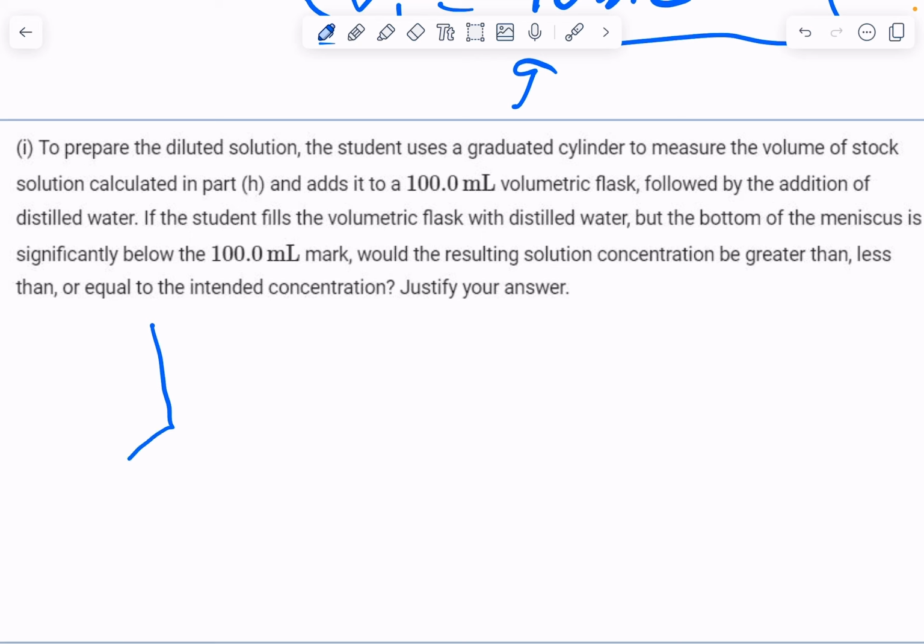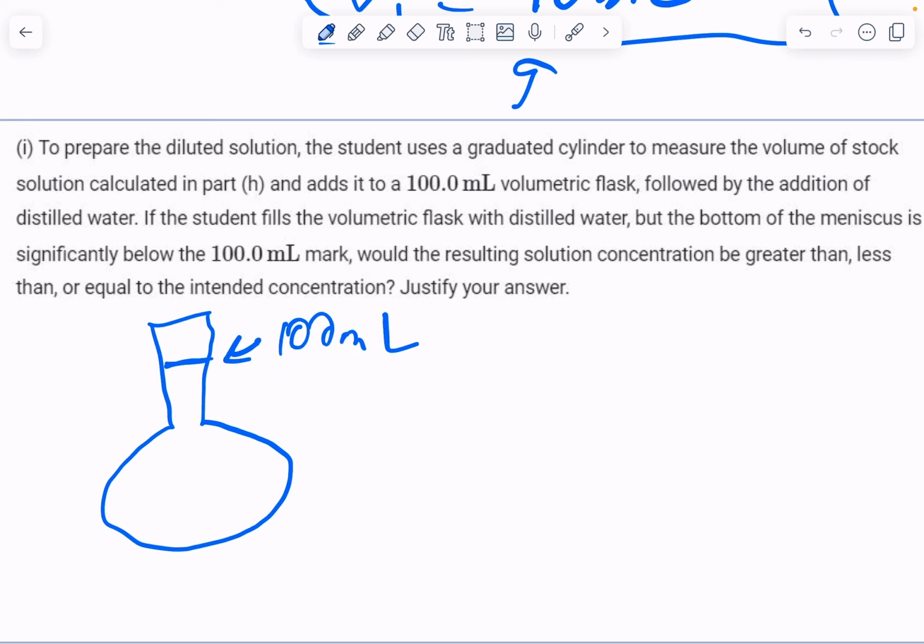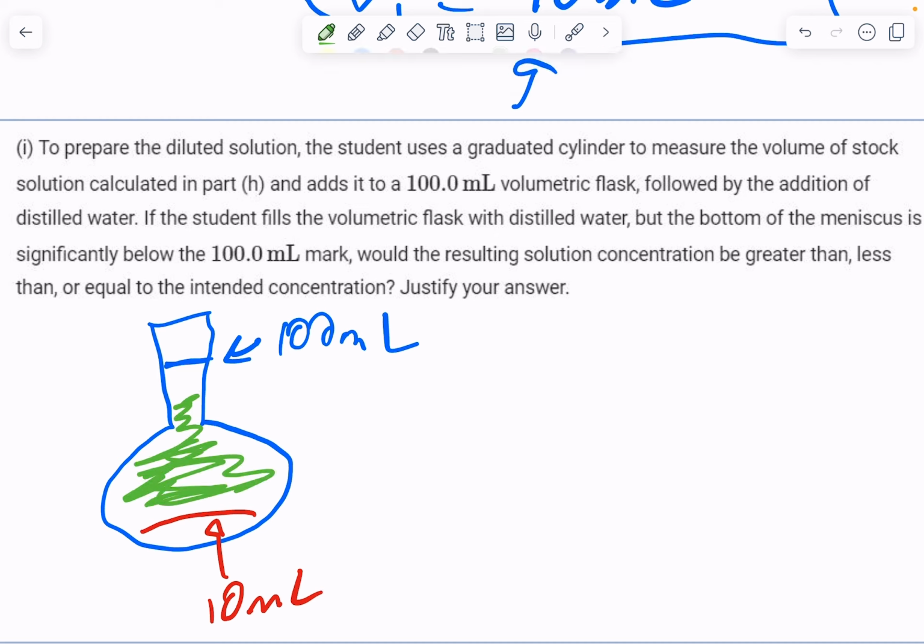So a volumetric flask looks something like this. It's got a round bottom, and it has a single mark right here. It's 100 milliliters in this case. So what they would have done is they added their stock solution of 10 milliliters, and then they try to add the rest with water. Okay, I have green water for no particular reason. But they're saying they didn't get it to the mark. The mark's right here, but they didn't get there. It's below it. So they didn't add enough distilled water.